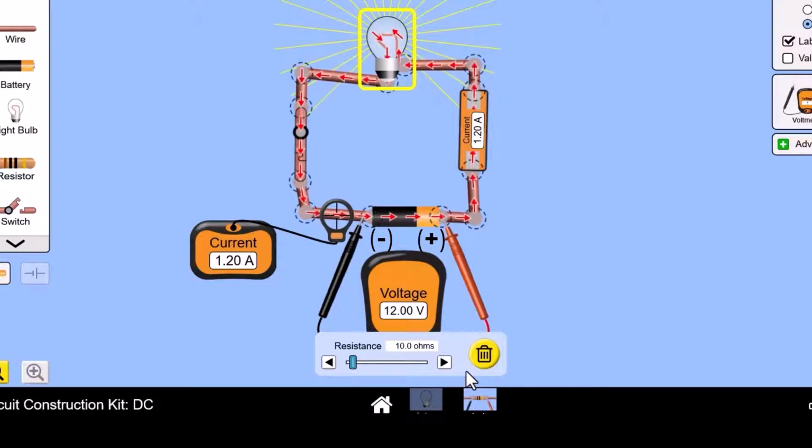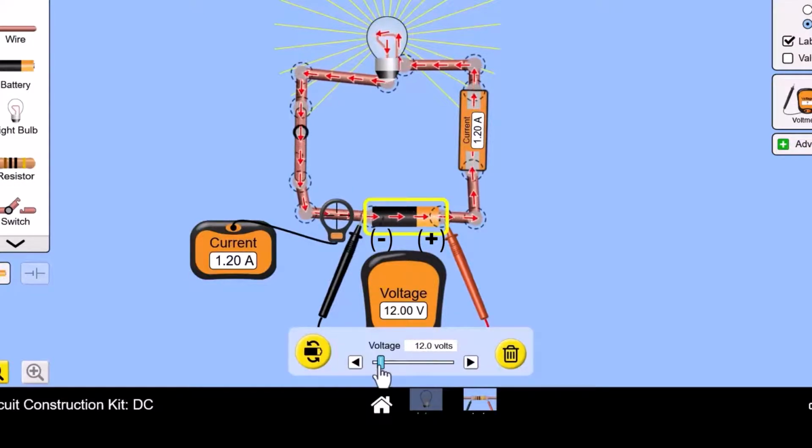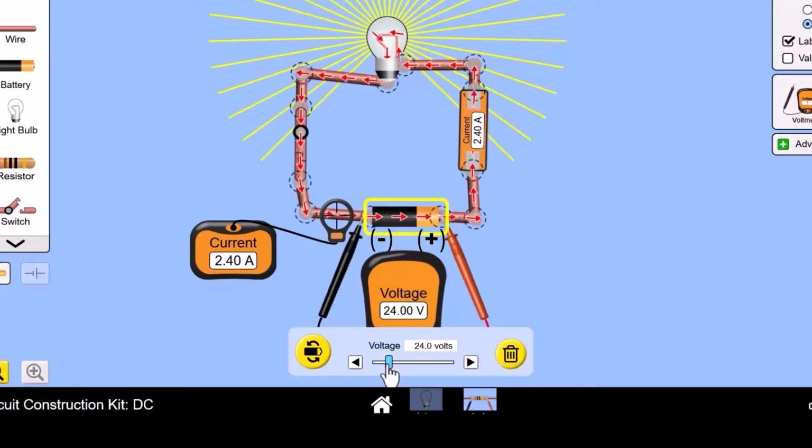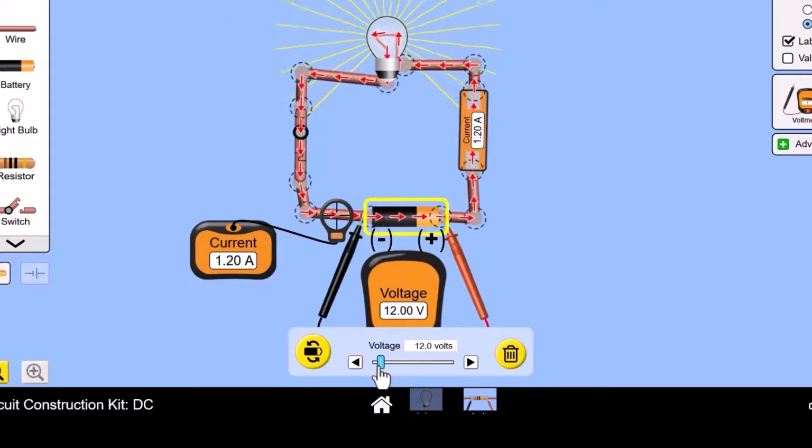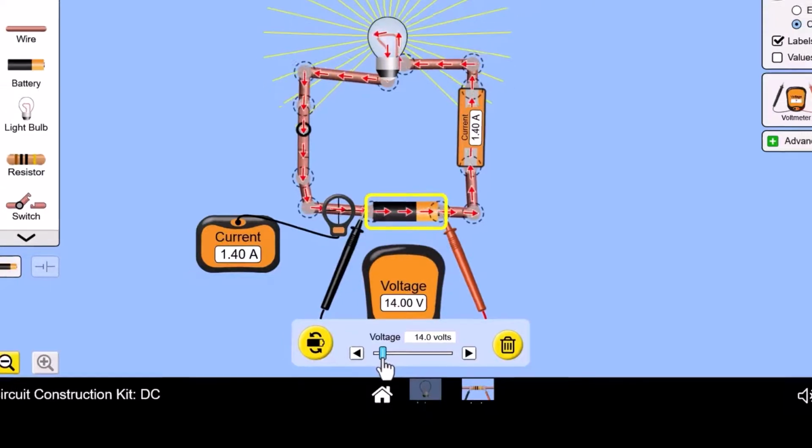Changing the voltage input also impacts the amperage flow. Raising the voltage causes the amperage to increase. Additionally, the intensity of the bulb will also increase. Lowering the voltage will cause the amperage to decrease. Additionally, the intensity of the bulb also decreases.